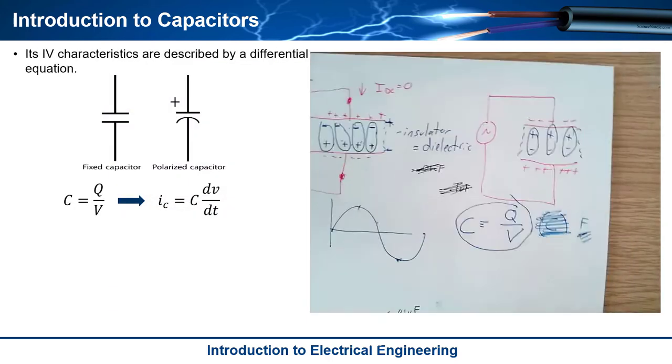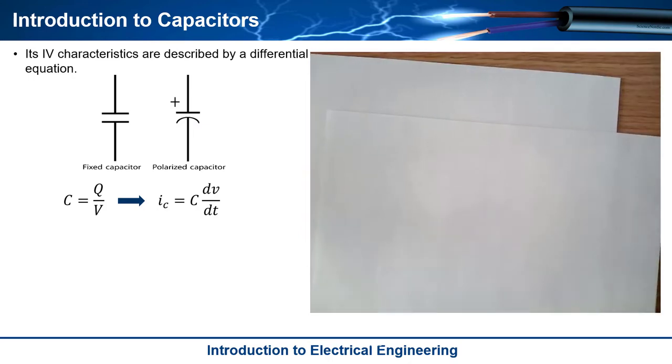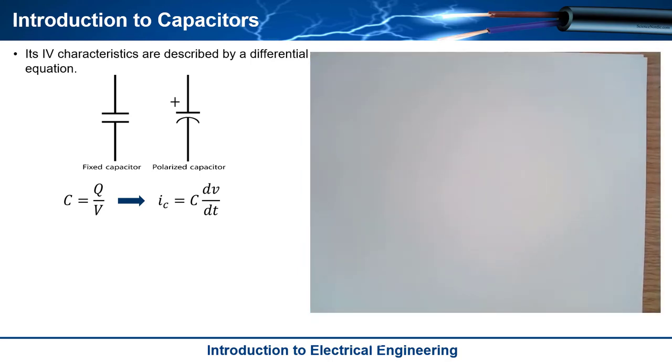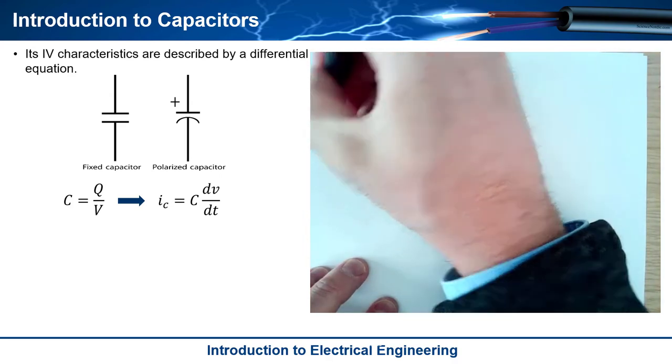So now let's start looking at the symbol for the capacitor. The symbol for it makes a lot of sense. It is two lines that are separated from each other, and that is the capacitor right there.